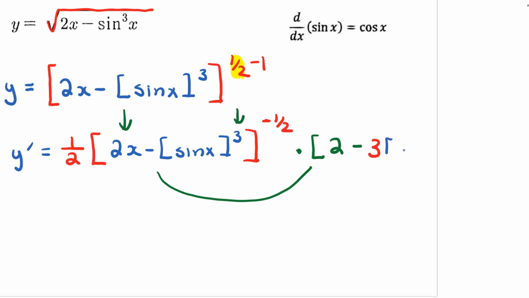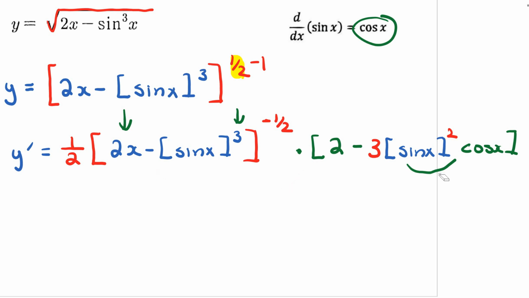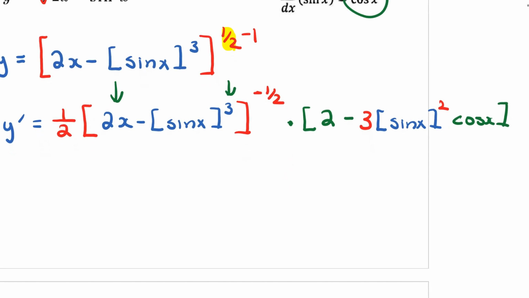And then the brackets will be sine x, all to the power of 2. And then the derivative of sine x is going to be just positive cos x, right? So cos x. And then close that bracket off. Okay, so that looks pretty good. I would say that would be good for a final answer there.